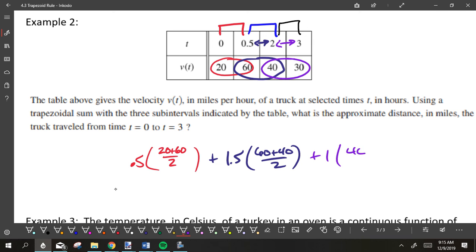40 plus 30 divided by 2. Once you've done one, you've done a billion of these. They're not hard. Okay? Anybody actually type that into their calculator? What'd you get? 130. Let's talk about units here.